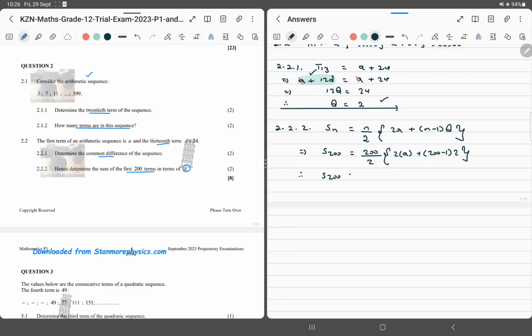Therefore, S200 is equal to 100 multiplied by 2a. This is going to be 200a plus, now let's sort this one, 200 minus 1 times 2. It's 398 multiplied by that 100 on the outside. It gives us 39 800. Again, guys, there's no knowing if this is right or wrong. So the only key is to ensure the substitutions are correct, because if they are, the answer should be correct as well. So these are easy questions, eh?